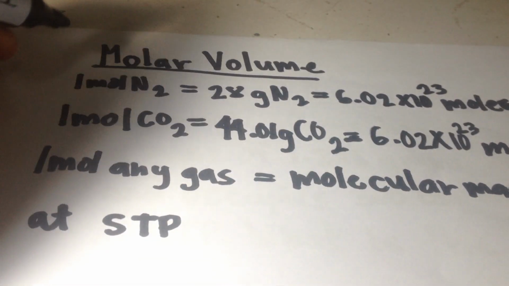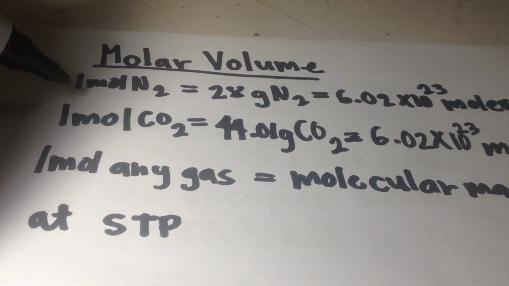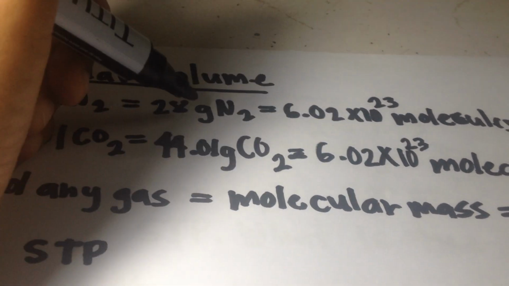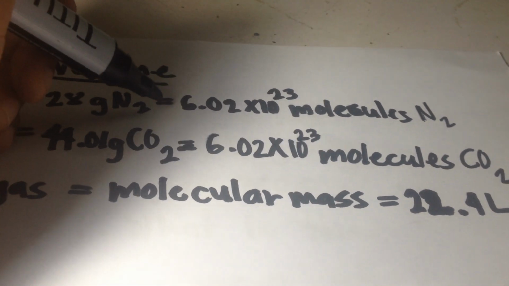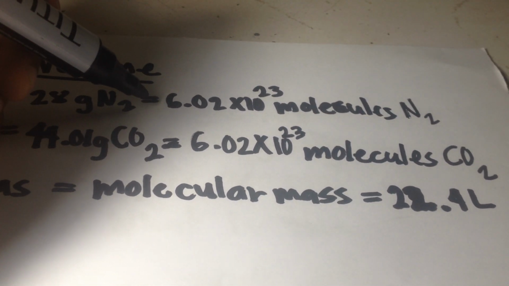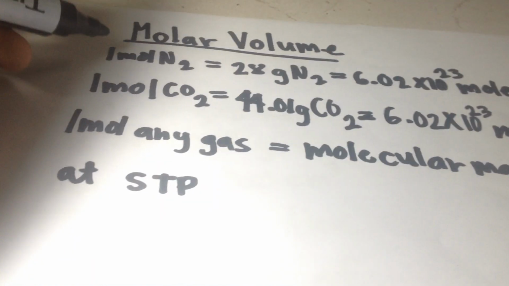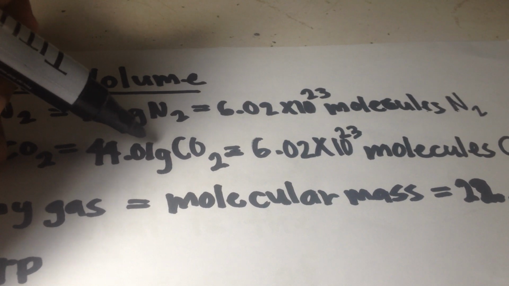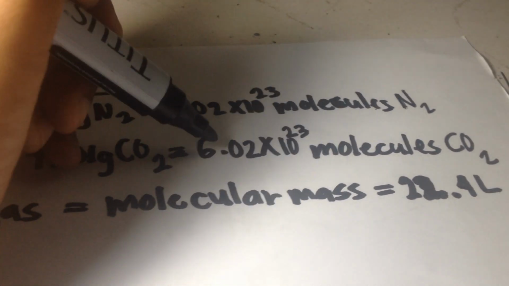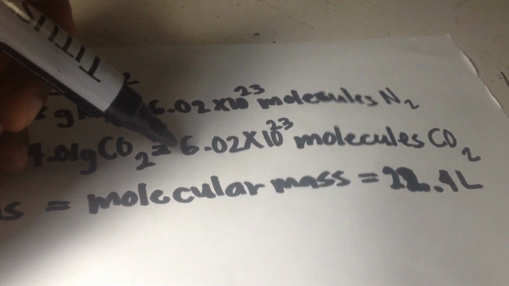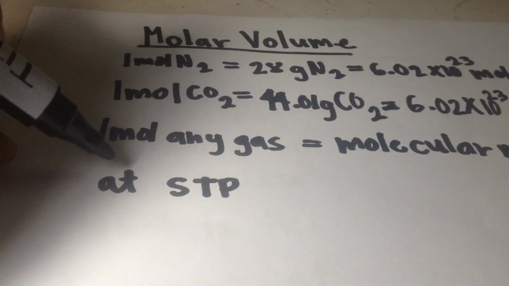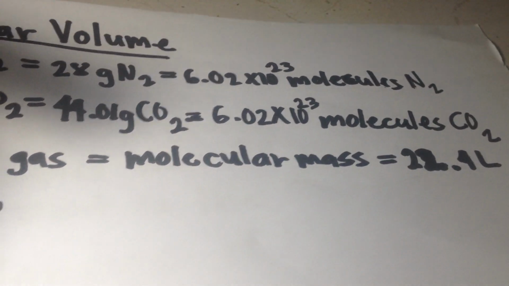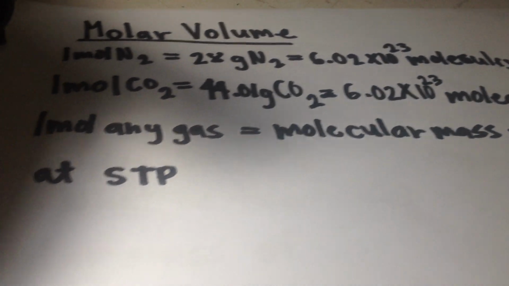So these are the theories of Avogadro's law, which is 1 mole of N2 equals 28 grams of nitrogen gas equals 6.02 times 10 to the power of 23 molecules of nitrogen gas. And 1 mole of carbon dioxide equals 44.01 grams of carbon dioxide equals 6.02 times 10 to the power of 23 molecules of carbon dioxide. So 1 mole of any gas equals its molecular mass equals 22.4 liters at STP.